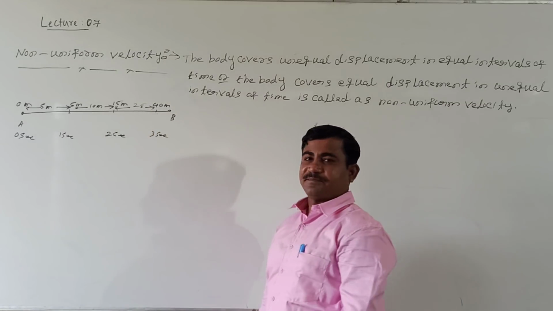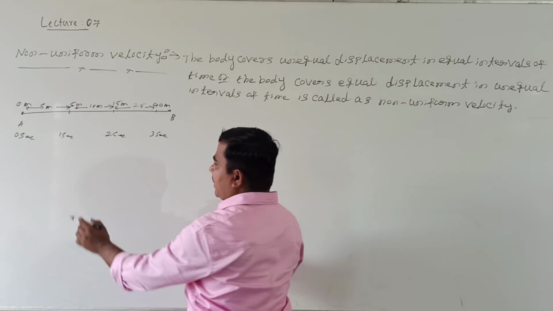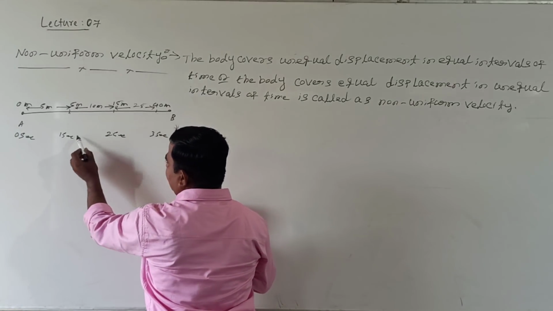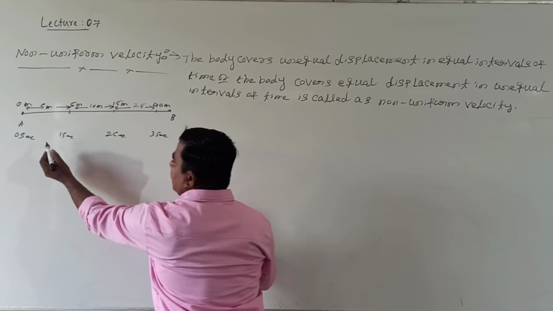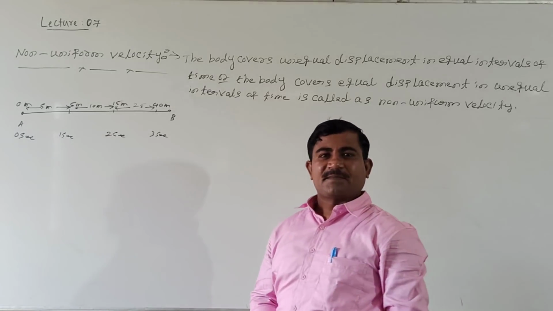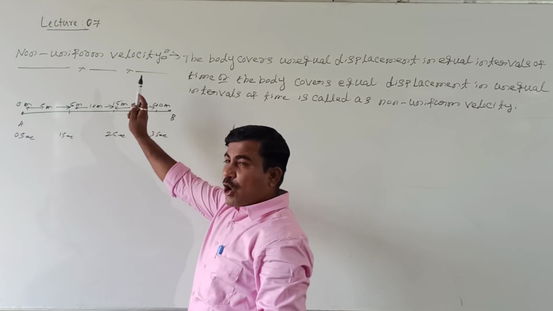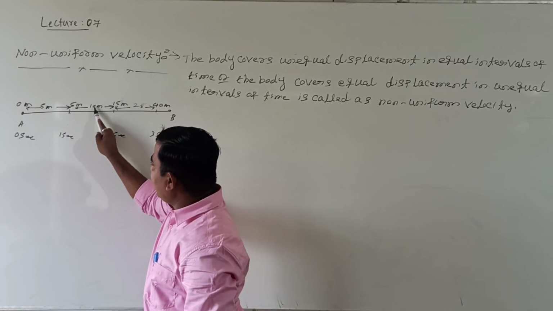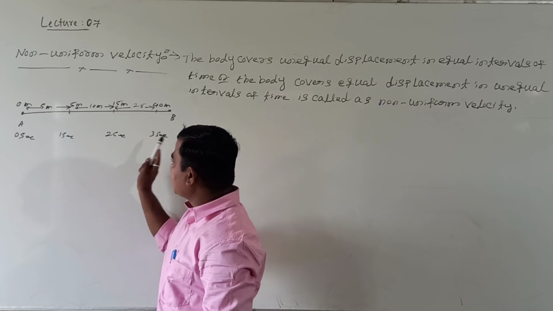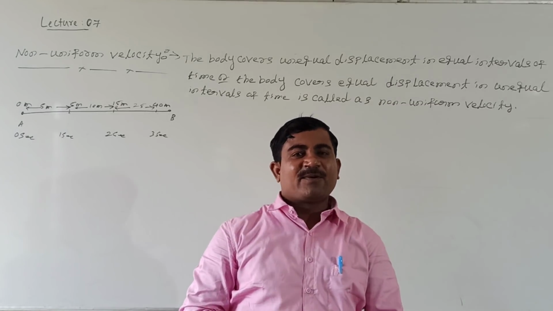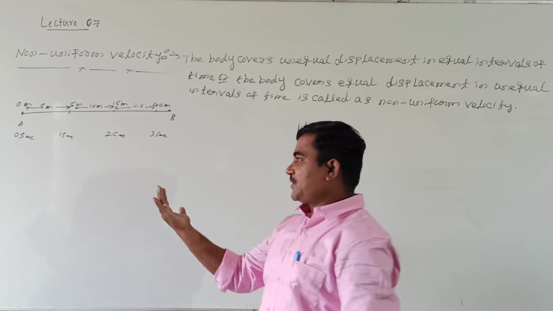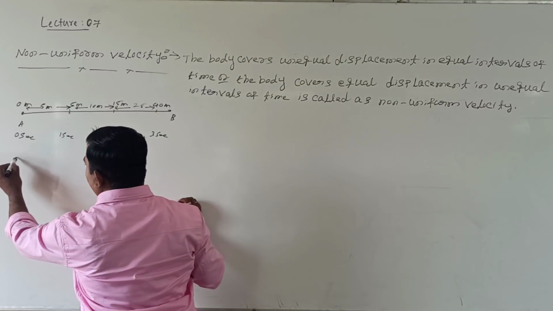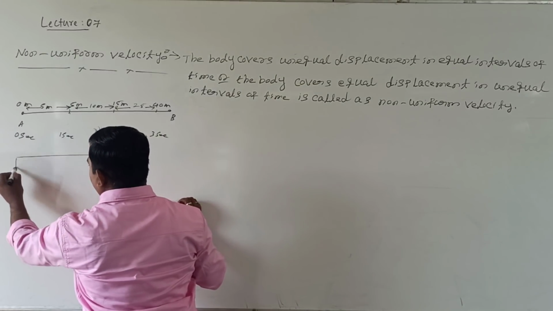But what is the time here? 1 second, 2 second, 3 second. Here one interval, here one interval, here also one interval. I mean, non-uniform velocity means the body covers unequal displacement in equal intervals of time. Shall I show the tabular column for this? How to make the tabular column?